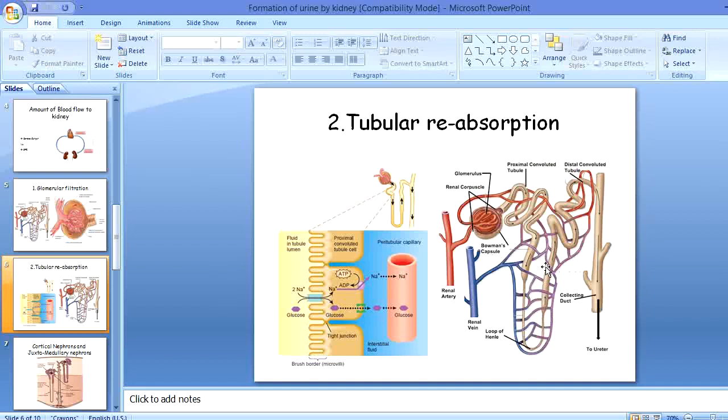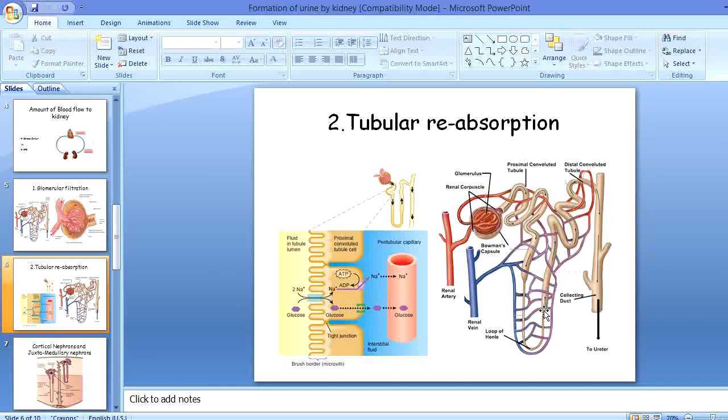As it goes upward, this ascending tubule is permeable to solute, and sparingly permeable to water, not highly permeable to water. While this other area, the descending part, is highly permeable to water and sparingly permeable to solute, this area is highly permeable to solute and sparingly permeable to water.